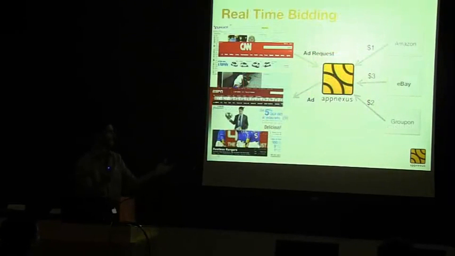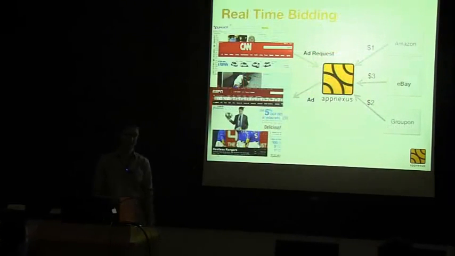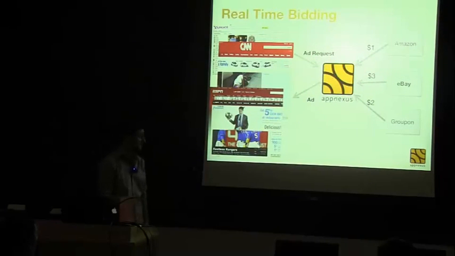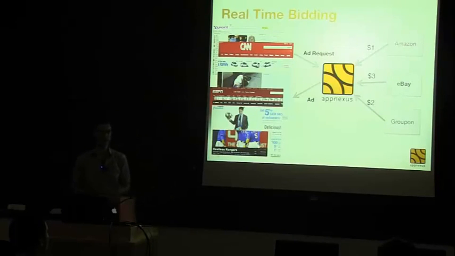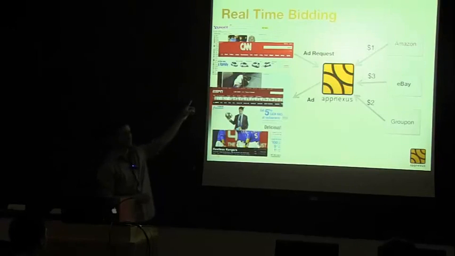So AppNexus was founded 2007, based in New York City, and we're basically trying to solve this problem. So what we do is we replace that phone with an auction mechanism. We feel that this is more efficient at serving the right ad to the right user. What we do is every time a user goes to a website, that site makes a request to our servers. And it says, AppNexus, go run an auction and figure out which ad we should show here.